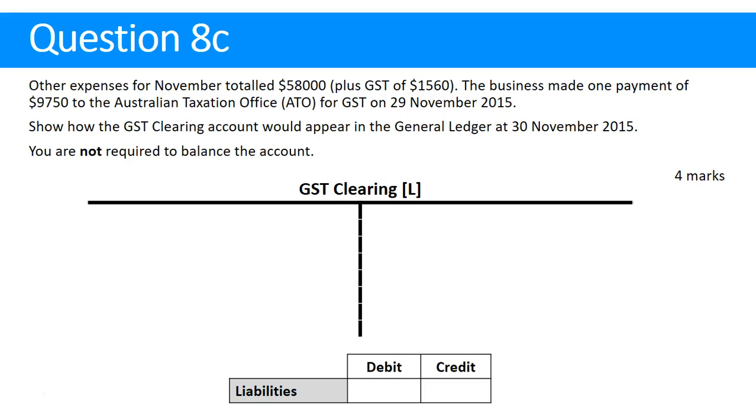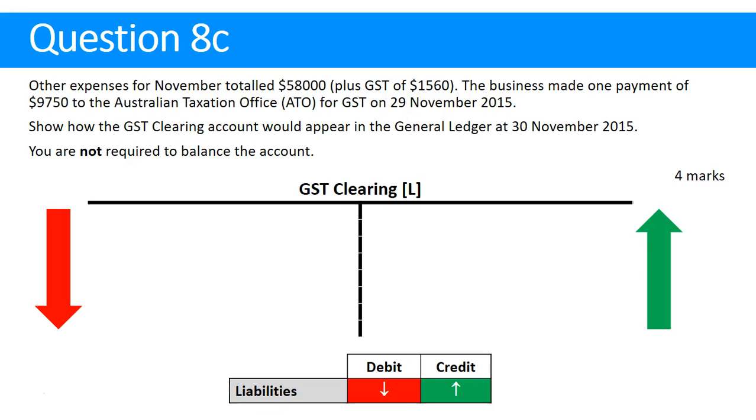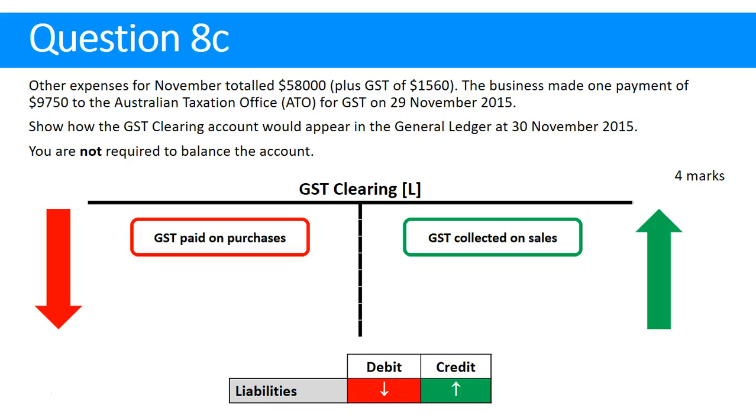What is GST clearing? It is a liability account, so that means it goes up on the credit side and it goes down on the debit side. So now we want to ask, well, what transactions make it go up and down? So GST clearing goes up when we collect GST on sales in the form of cash. That's not the business's money, it needs to go to the government, so that will increase our liability. The opposite of that is we pay GST in cash on our purchases, so that would decrease our liability.